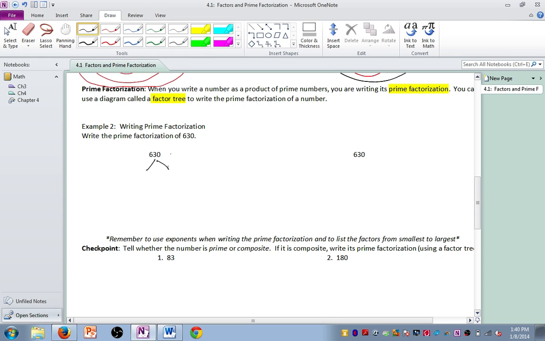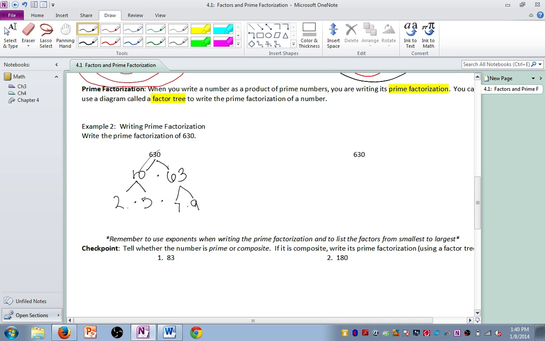And you're going to branch it off. And I know 630 is divisible by 10 because it ends in a 0. And I would multiply that 10 times 63. And now I'm going to branch off of each one of them. What numbers, when multiplied together, give me 10? 2 and 5. And what numbers, when I multiply them together, give me 63? 7 times 9.